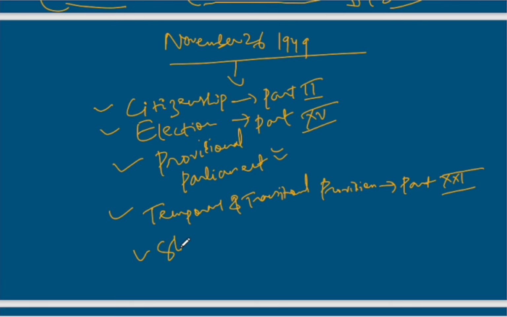Then the short title part of the Indian Constitution was also enforced. So this short title, commencement and all is in Part 22 of the Indian Constitution. Part 22, and this is also the last part of the Indian Constitution. You also need to know that there were some other provisions which were not enforced.